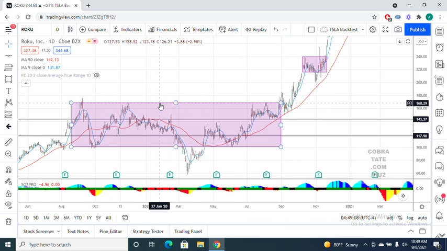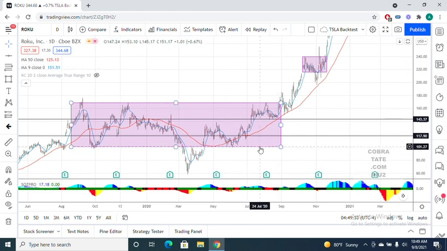Boxes are simply helping us define the period in time where the price is not trending. It helps us define the price range in which it's not trending. What we can expect is once price breaks out of this box, it will trend. If it breaks out higher, it will trend higher. If it breaks out lower, it should trend lower. So that's how we define our boxes.